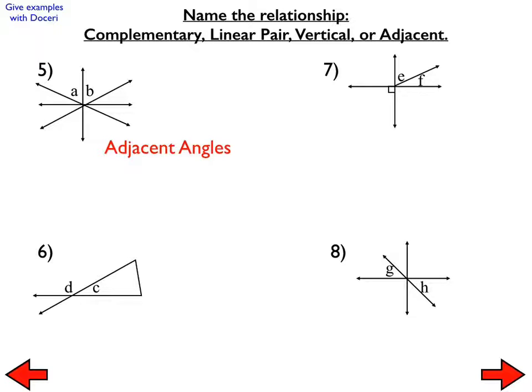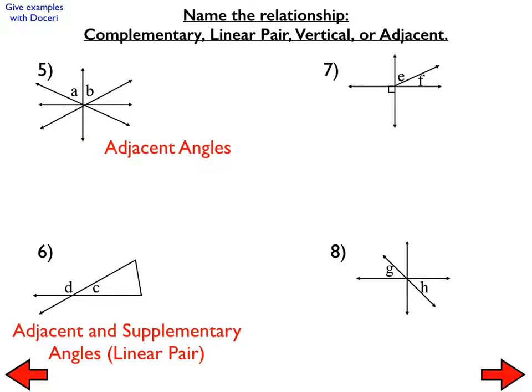Number 6. Weird things going on here, but again, we only care about C, which is this, and D, which is this. Do they make a straight line? What's that called? Linear pair. It's supplementary, which makes it 180 degrees, and they're adjacent, so this one's linear pair.